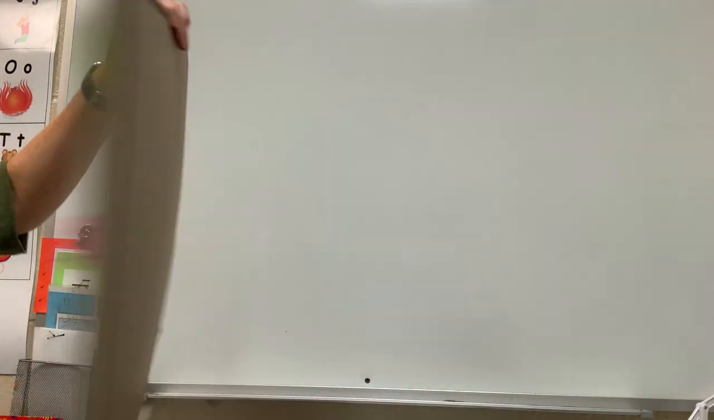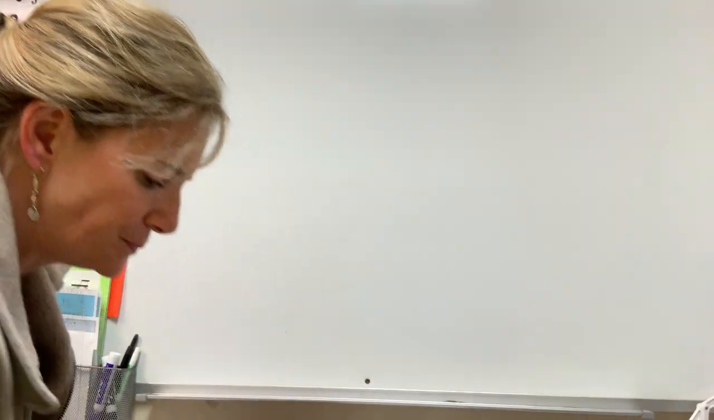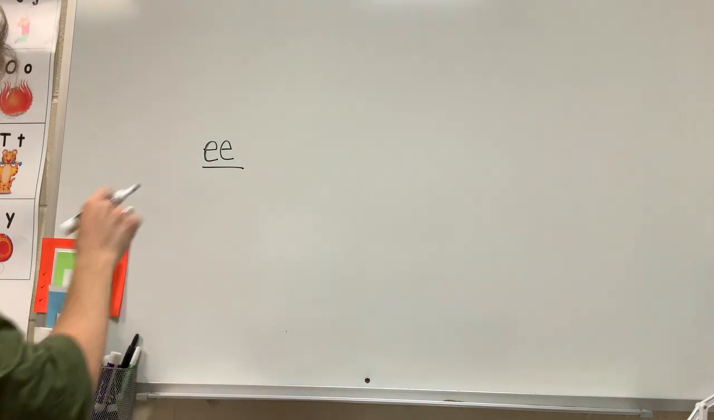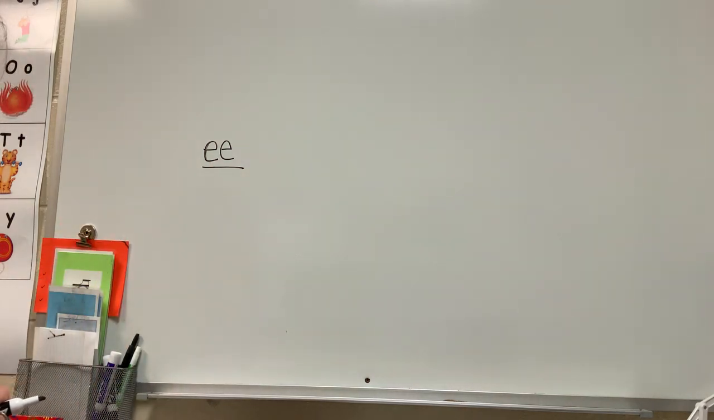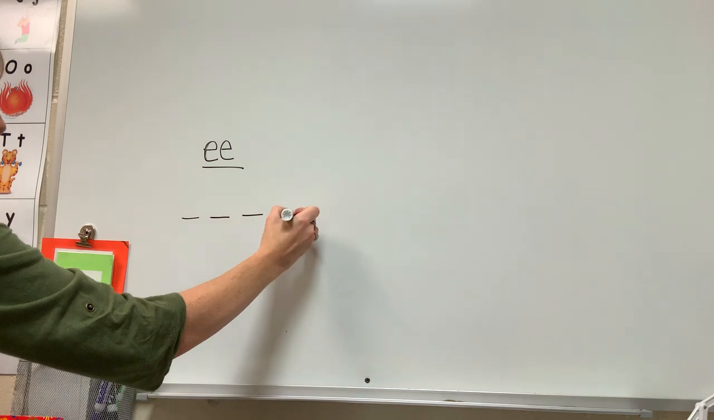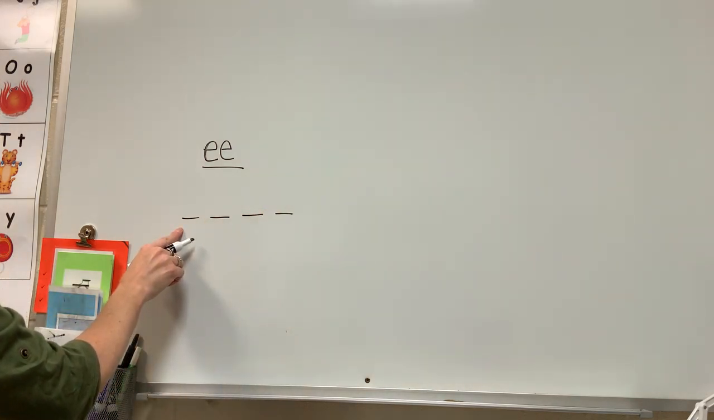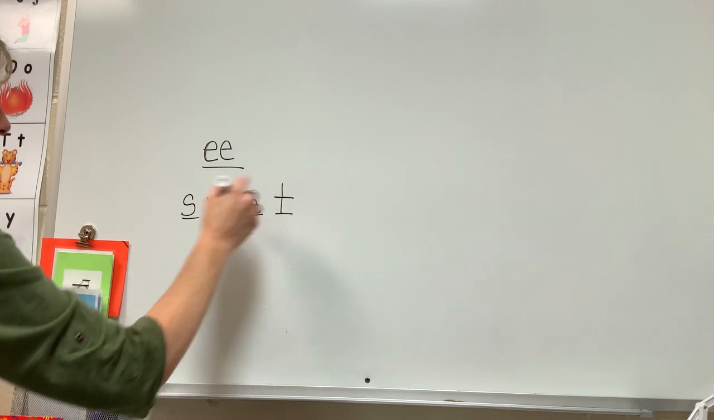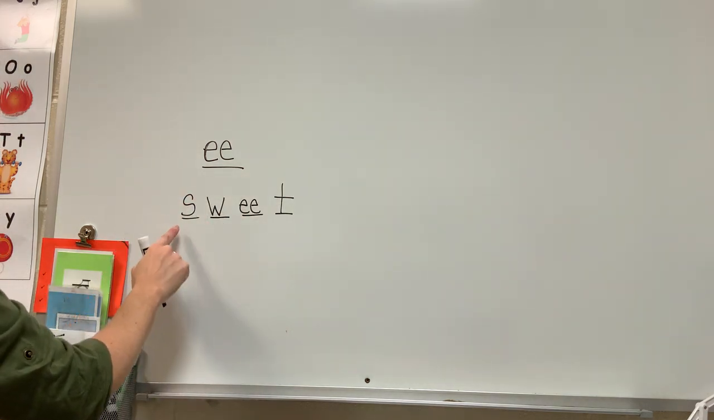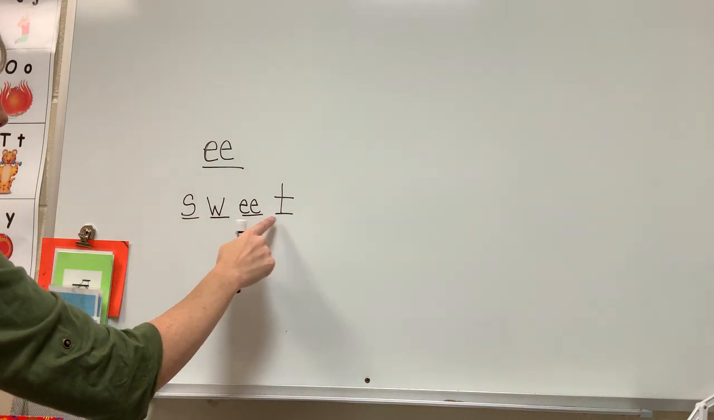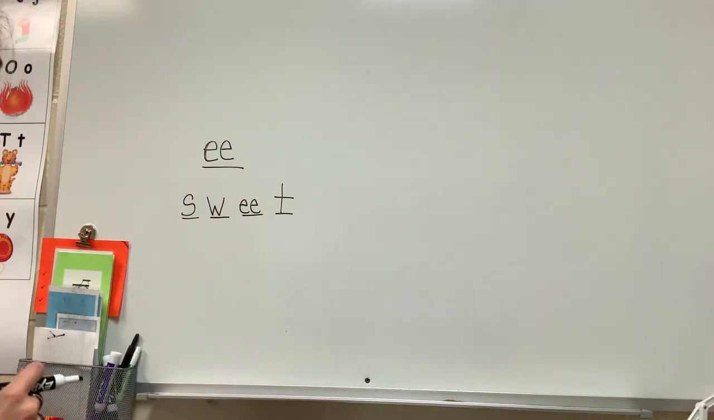Let's practice spelling some of these words. Let's practice words that have the long E sound spelled E-E. Okay, our first word is sweet. What word? Stretch sweet. Write your spellings for sweet. Check it with mine. What word? Yes, sweet. Spell sweet. S-W-E-E-T. What word? Yes, sweet.